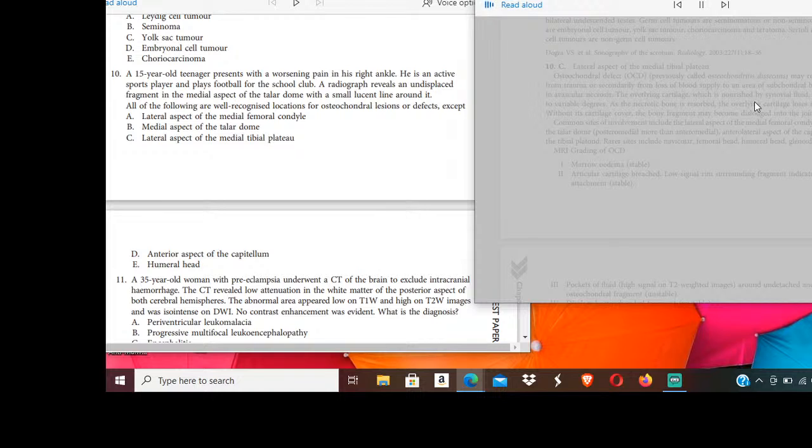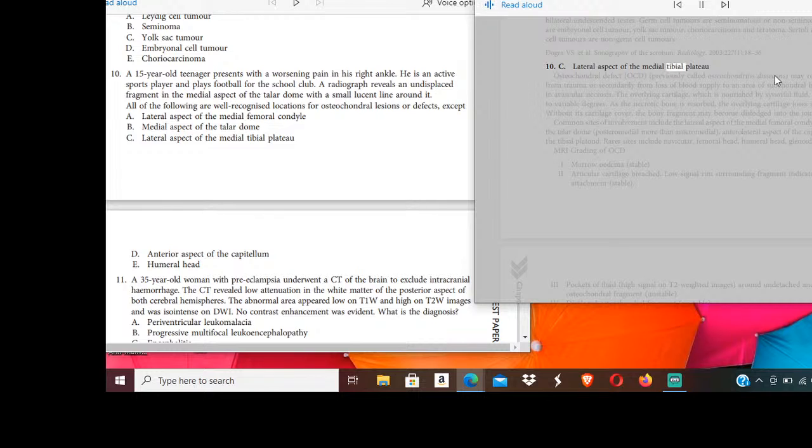Bilateral undescended testes. Germ cell tumors are seminoma or non-seminomatous, which are embryonal cell tumor, yolk sac tumor, choriocarcinoma, and teratoma. Sertoli cell and Leydig cell tumors are non-germ cell tumors. Dogra et al., sonography of the scrotum. Radiology 2003; 227.